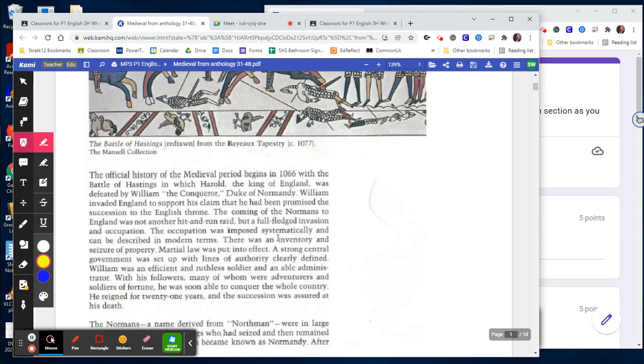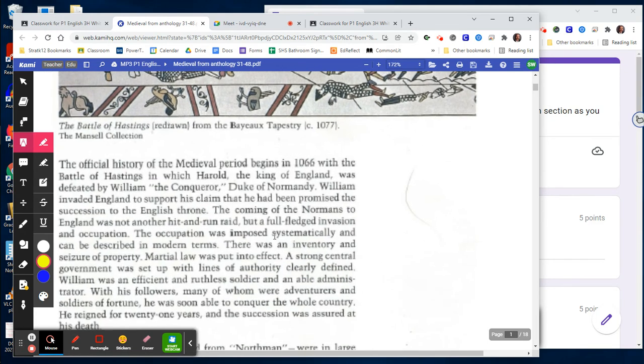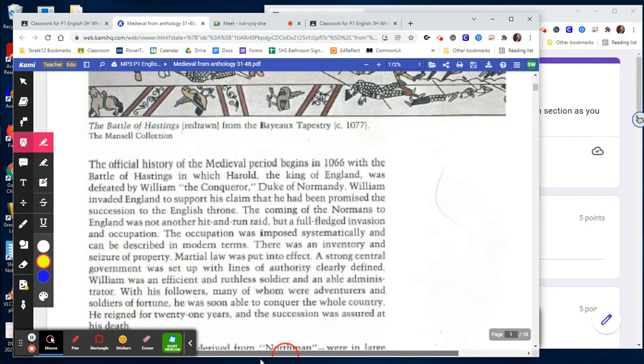The official history of the medieval period begins with 1066 with the Battle of Hastings, in which Harold, the King of England, was defeated by William the Conqueror, the Duke of Normandy. William invaded England to support his claim that he had been promised the succession to the English throne. The coming of the Normans to England was not another hit-and-run raid, but a full-fledged invasion and occupation. The occupation was imposed systematically and can be described in modern terms.